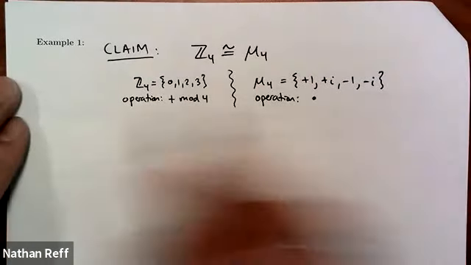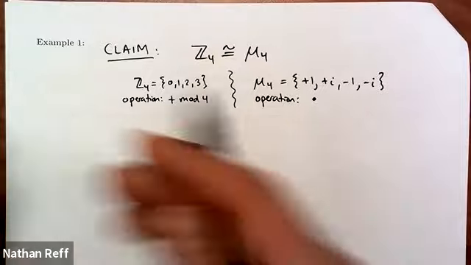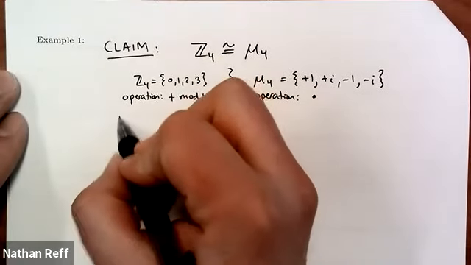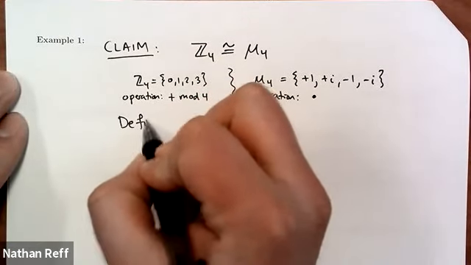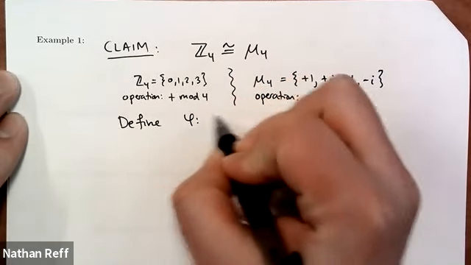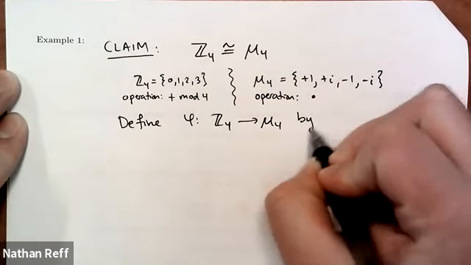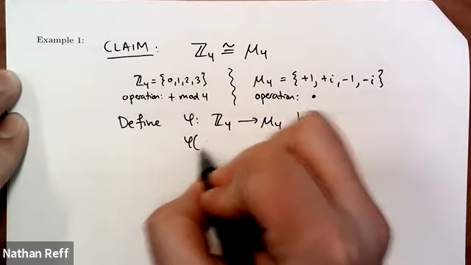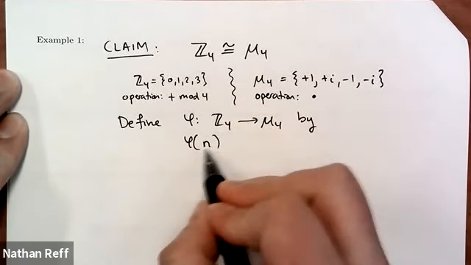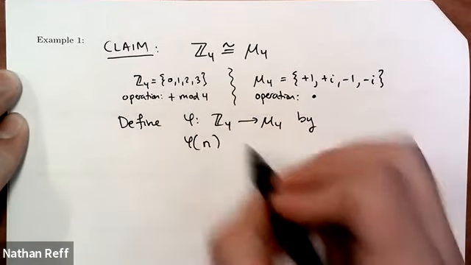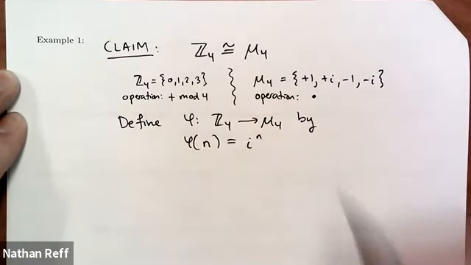All right, so let's figure out how to build a bijection. I'm going to have to spoil that for you because this is the first one you've ever seen. So let's define phi from Z4 to mu4 by the following. Phi of n, so n will be one of these elements in Z4, you're going to map that to i to the n.